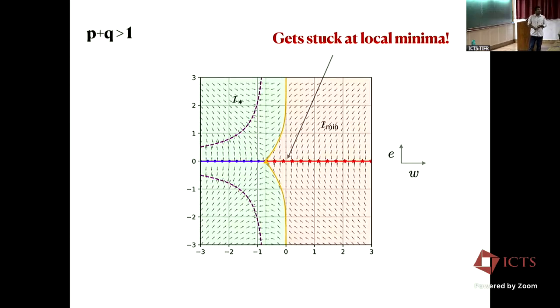So that's why this also explained the previous picture that I showed you, right? When you are doing some standard initializations, often it's getting stuck at local minima precisely because of this reason. So this also gives us some positive news: if you initialize in this region, even if P plus Q is greater than 1, you can still go to global minima, right? But that's what the flow says.